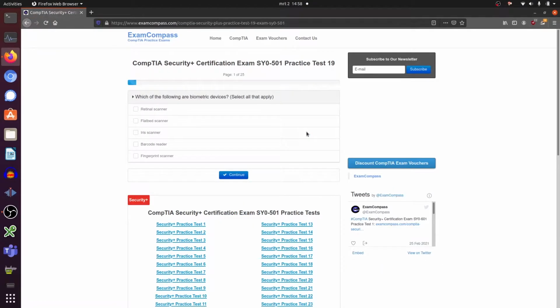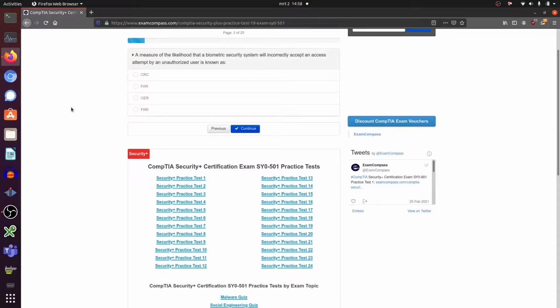Which of the following are biometric devices? Biometrics is everything that you have as a person. So a retinal scanner for the retina in your eye, an iris scanner, and a fingerprint scanner. Barcode is something you don't have, and flatbed scanner is just a normal document scanner.